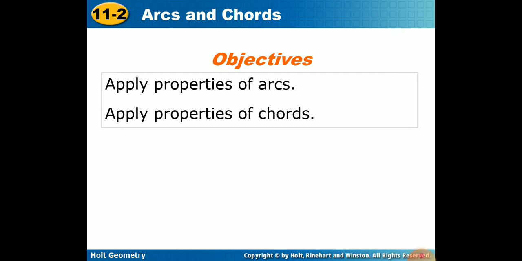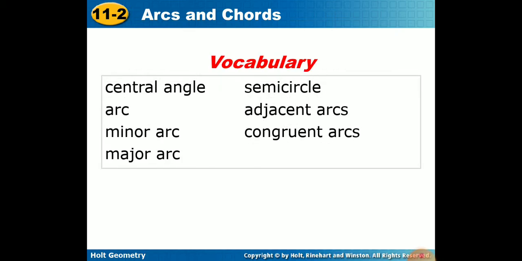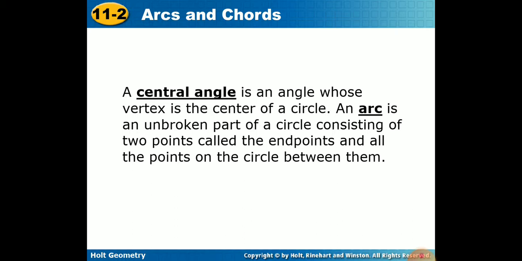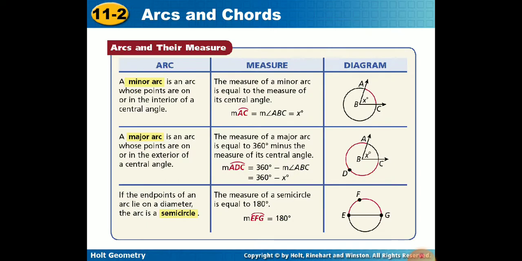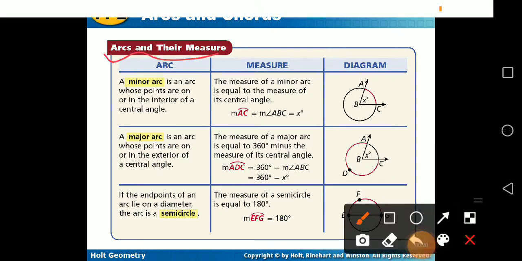It's about arcs and chords. So I'm going to have here a central angle and I'm going to know today the arc. I have here arcs and their measures. So if I have this small arc in the circle, what is it? It's a minor arc, compared to this large arc. So I have here a minor arc and a major arc. What is this arc?